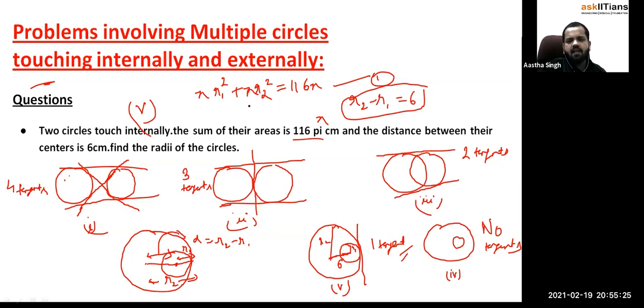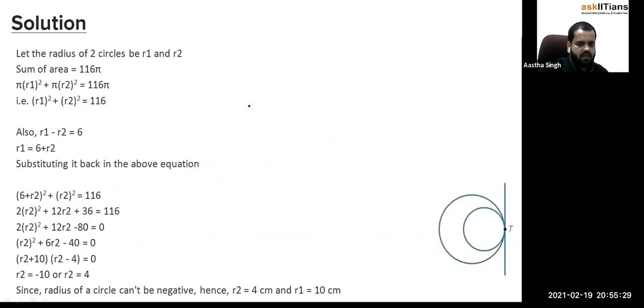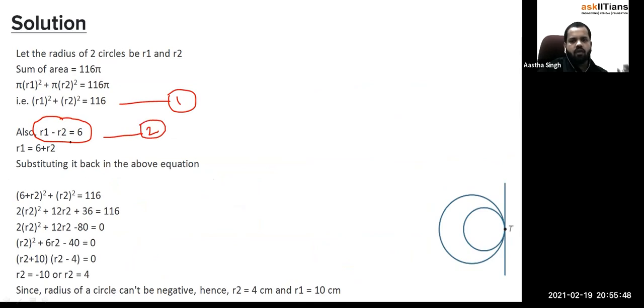You will easily get the area of a circle, right? Let me show you how the solution is. I think the first point is very much clear to you, which is basically the sum of the areas. Just put the value of R1 and R2. The distance between centers is R1 plus R2 equal to 6, right? Both conditions are there. Just substitute the value of R1 from your second equation into your first. So 6 plus R2 whole square will be equal to R2 square plus 116.